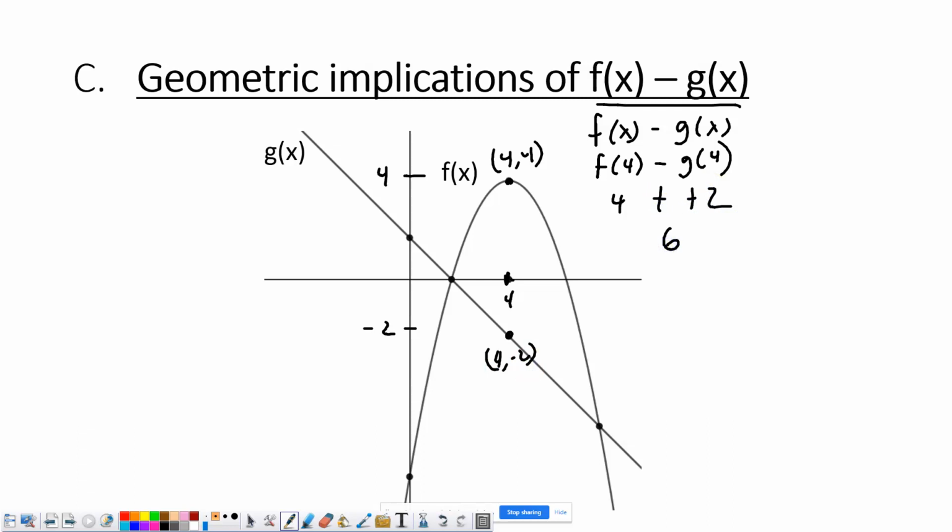Now, what does that 6 mean? Well, what that 6 is telling you is how far away this dot is from this dot. It tells you the distance between the functions. This one's at 4, this one's at -2. So 4 minus a -2 tells you how far apart they are. The answer is 6. Okay, it's not a big deal. I'm just telling you that there's a geometric implication. What does f of x minus g of x tell you? It basically tells you how far apart the functions are from each other.